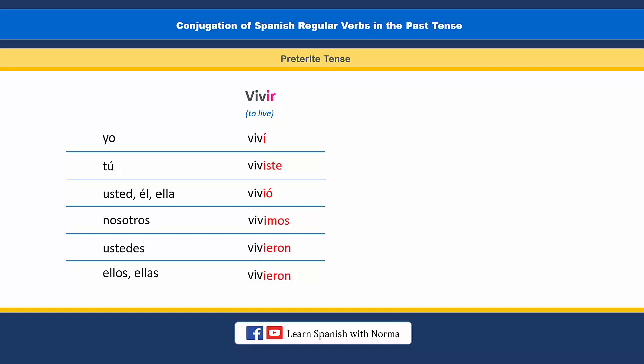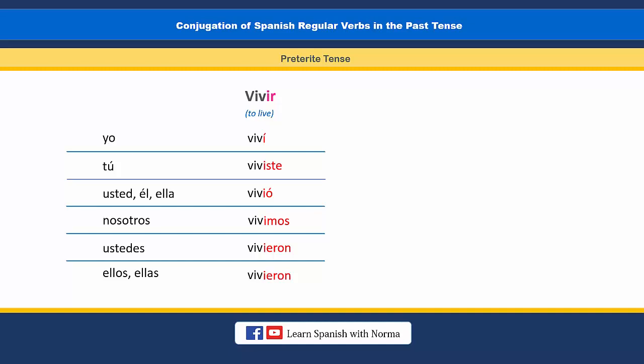Yo viví. Tú viviste. Usted, él, ella vivió. Nosotros vivimos. Ustedes vivieron. Ellos, ellas vivieron.